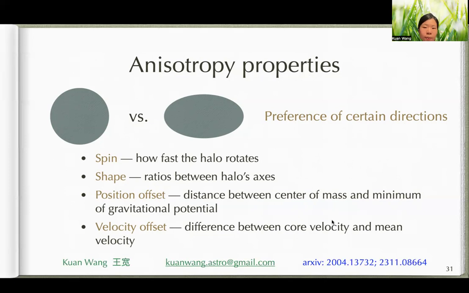modeling lensing. The position offset is the distance between the potential well, which is more robust to the ongoing merger, and the center of mass, which is more sensitive to the mass inflow. The velocity offset is the difference between the more robust core velocity and the more sensitive mean velocity. They're commonly used to measure the relaxedness of halos.